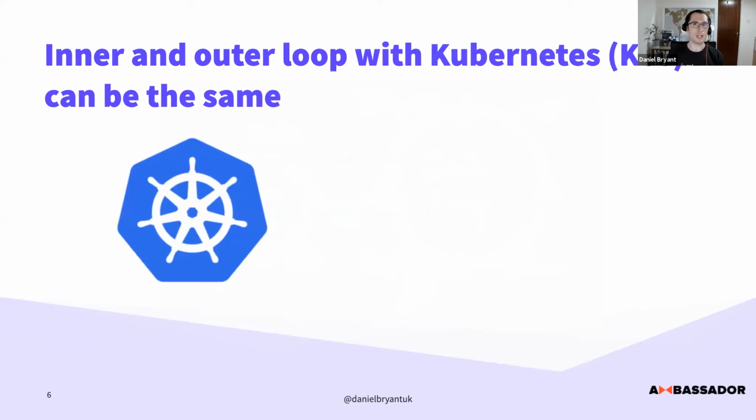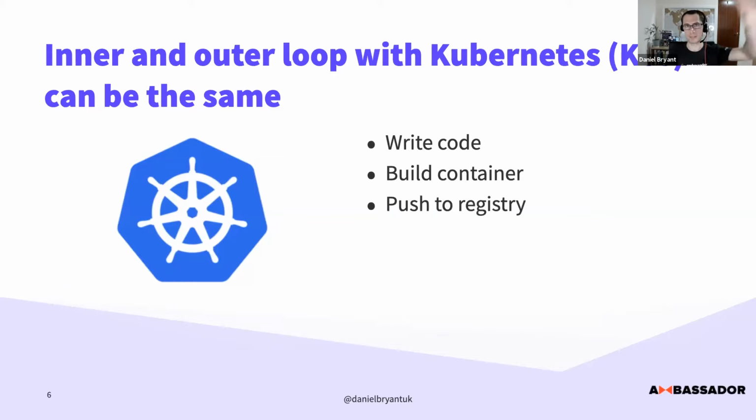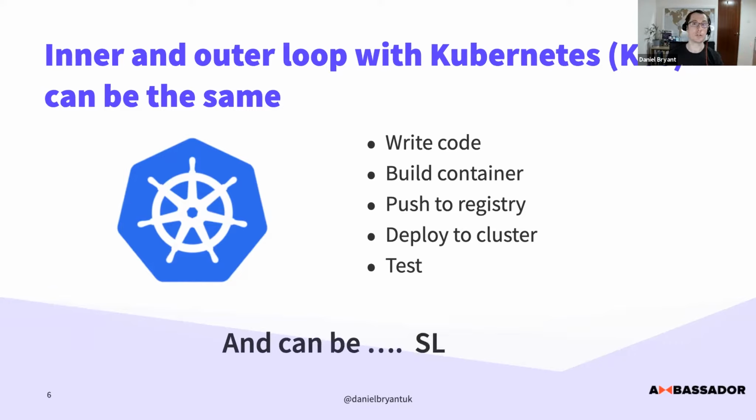The challenge when you move to Kubernetes is the inner and the outer loop can be somewhat similar, right? You're writing your code, you're building a container. That's the standard unit of deployment these days. You're pushing that container to a registry. You're deploying that to a cluster. You're running your tests. Oops, I forgot to add a system.out.println, right? Or I forgot to add a printf. Got to redo the thing. And this can be super slow.